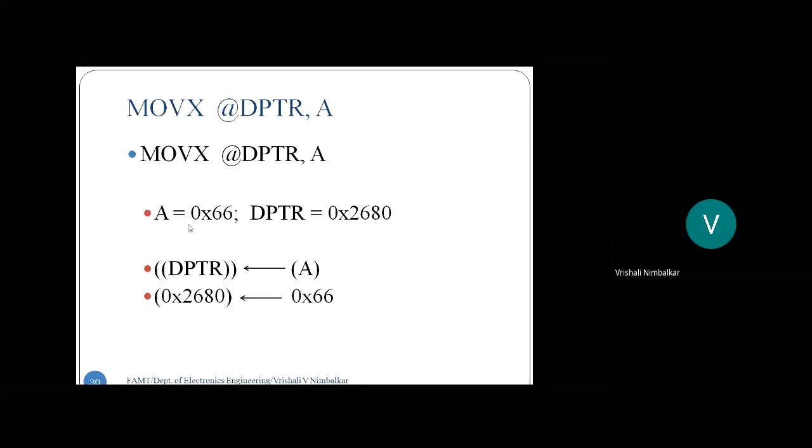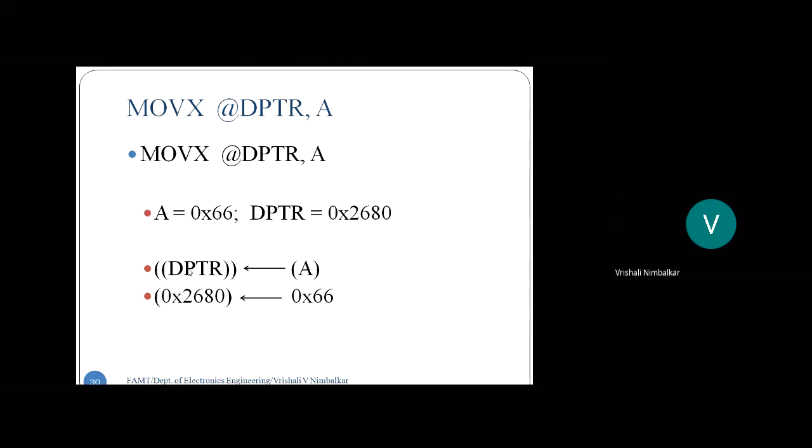Say for example, the accumulator is already holding 66 hex. That's the data in the accumulator. And what is DPTR going to store? One address, 2680 hex. At this address, the data is going to be stored. So the accumulator has 66 hex. Look at the last line. That 66 hex will be copied into this memory location. Who is holding this memory location? It is stored in the DPTR register, a pointer register. So here the data transfer is from the microcontroller to external RAM memory.